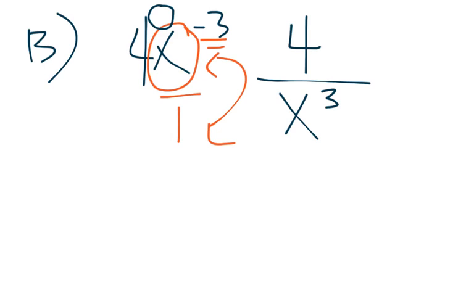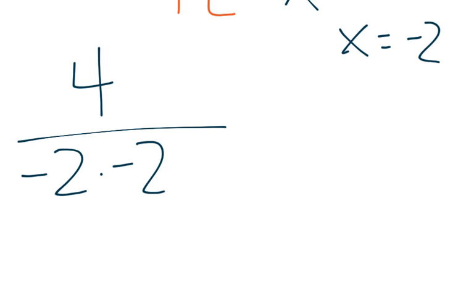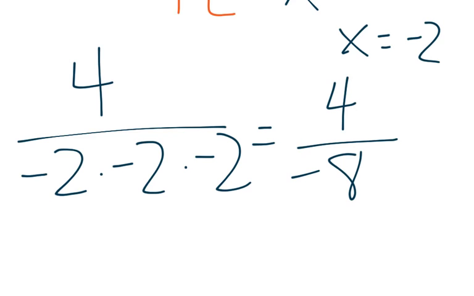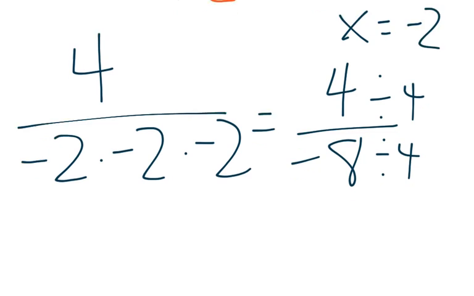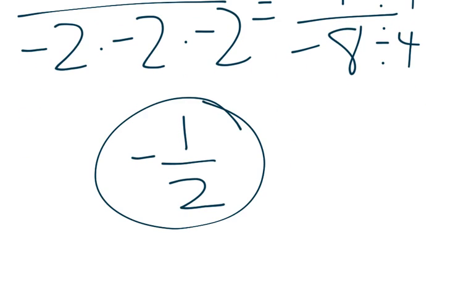So when we evaluate for x equals negative 2, what we're going to have is 4 over negative 2 times negative 2 times negative 2, and that is 4 over negative 8. And we can simplify this. We can divide top and bottom by 4. So we have negative 1/2, and this is our answer for number 13.